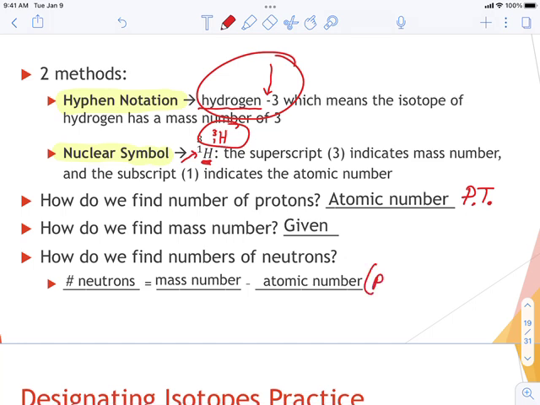Or we could say protons here. Knowing this formula, you can solve for whatever you need to. I actually like to write it out this way: the number of protons plus the number of neutrons equals the mass number. And then if you know two of them, you can find the third. Very basic addition or subtraction.